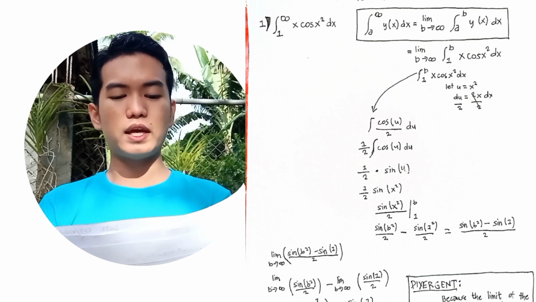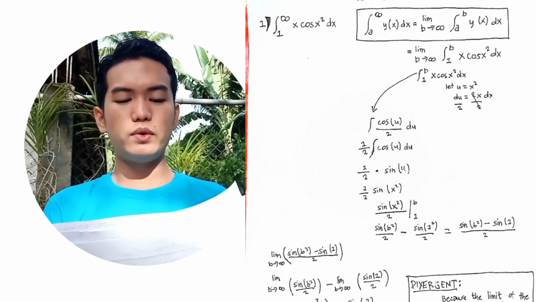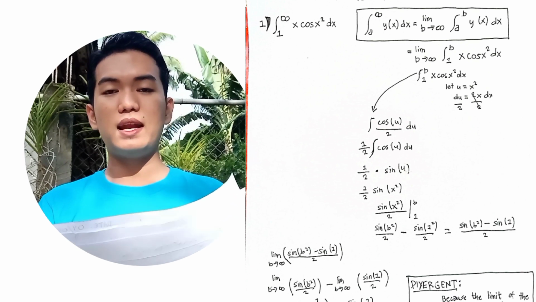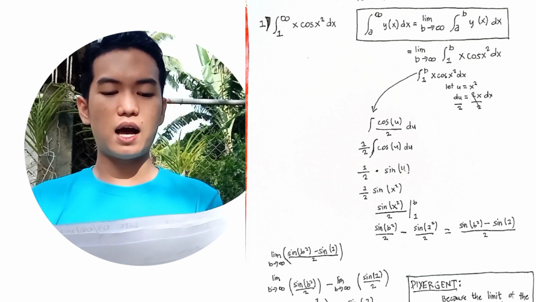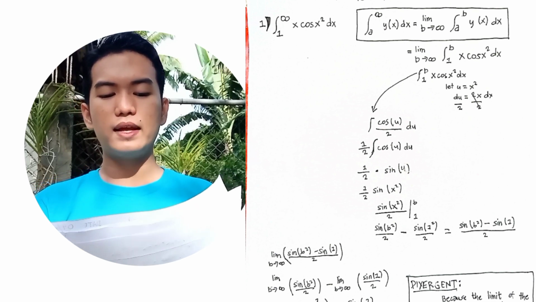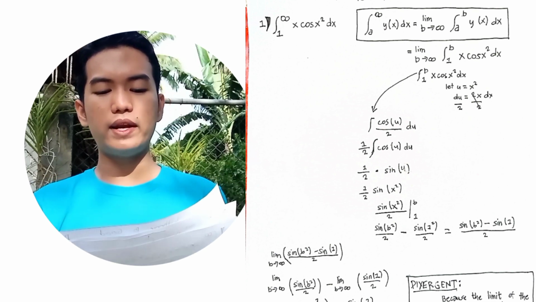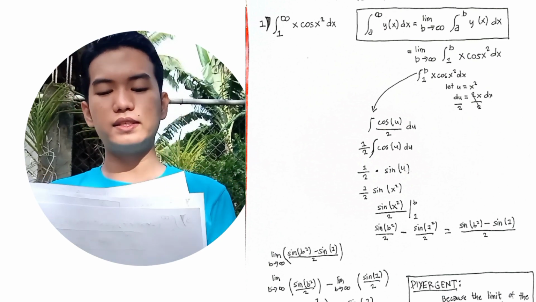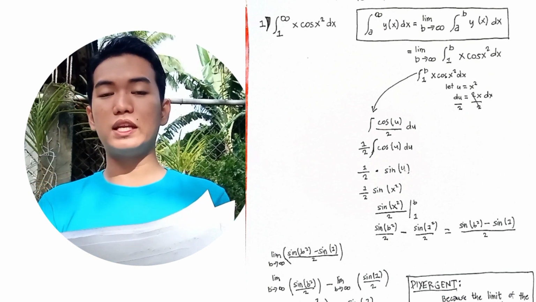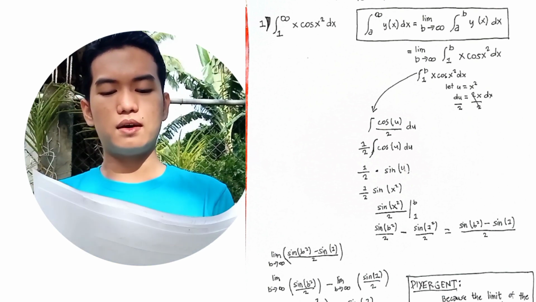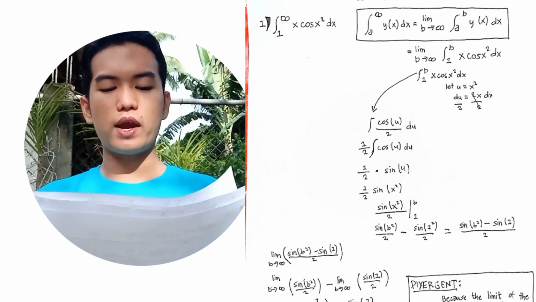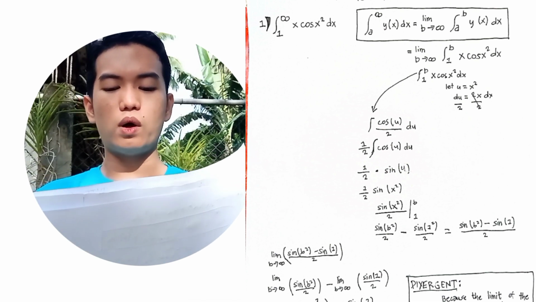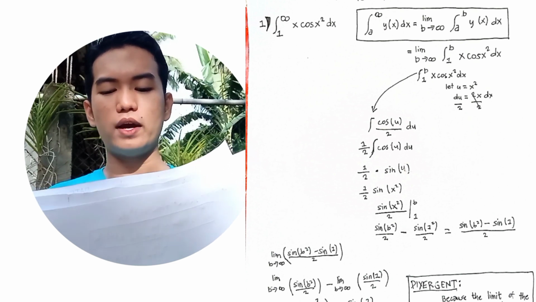Then the integral of cosine u du is sine u, and we now have 1/2 times sine u. Let's substitute back the value of u, and now we have 1/2 sine x squared. Next is to apply the lower limit and the upper limit. So we have sine b squared over 2 minus sine 1 squared over 2, which equals sine b squared minus sine 1 over 2.